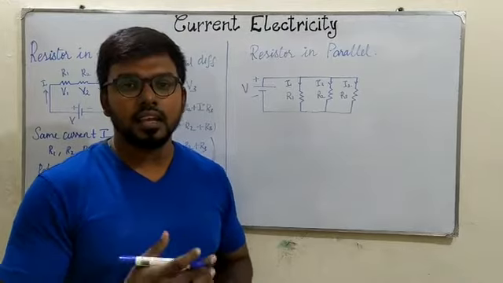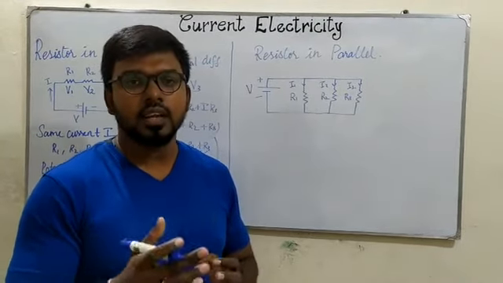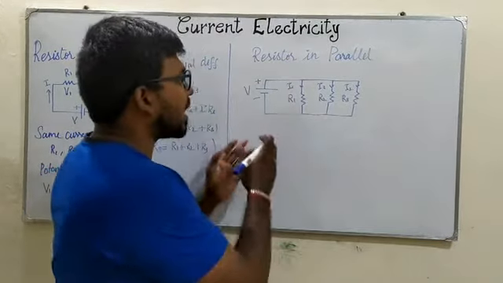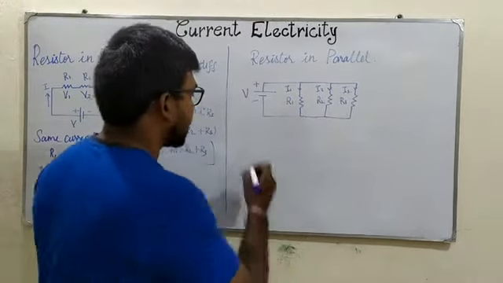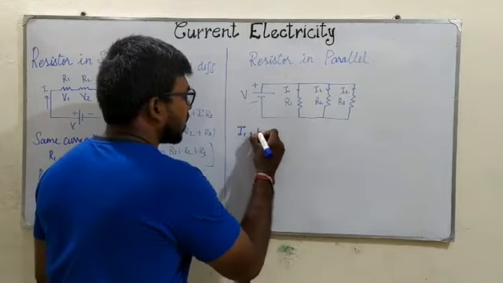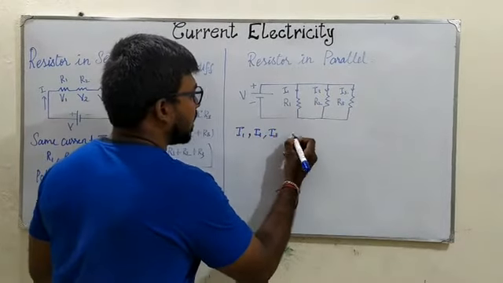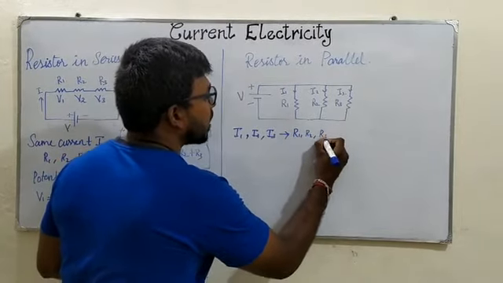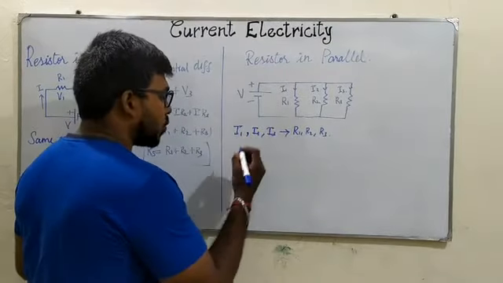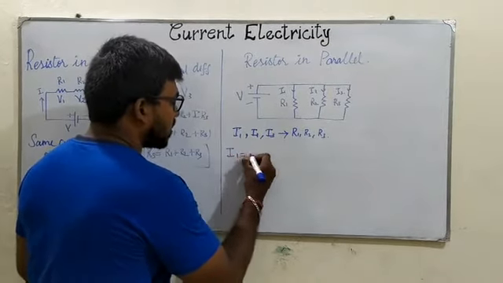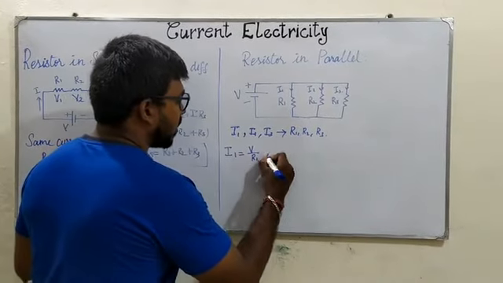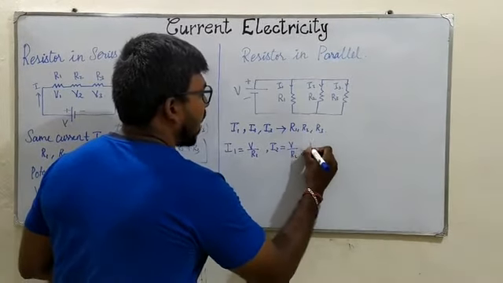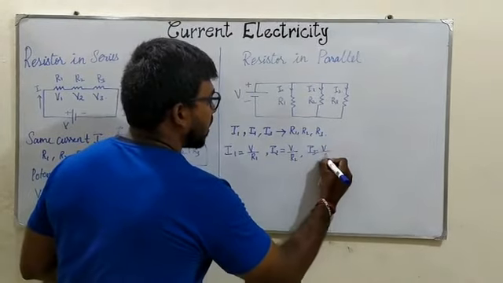Next is resistors in parallel. Take three resistors connected in parallel to a battery of potential difference V. So the current I splits into three parts, I1, I2 and I3, through the three different resistors R1, R2 and R3. Using Ohm's law, I1 is equal to V by R1, the current through the second resistor is V by R2, and I3 is equal to V by R3.